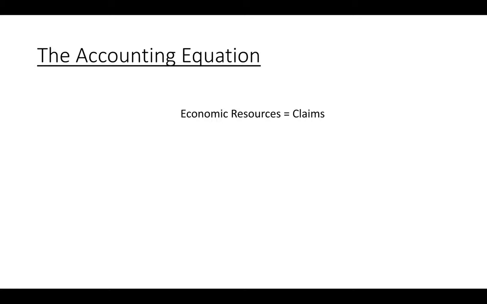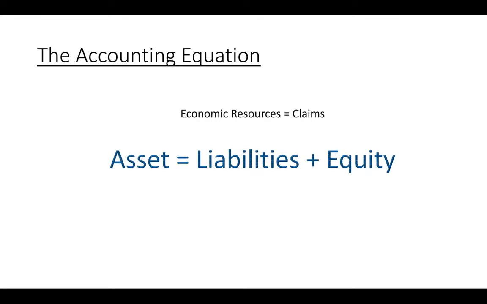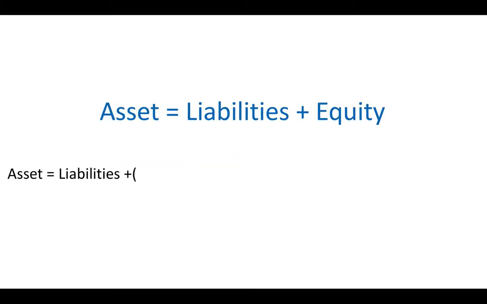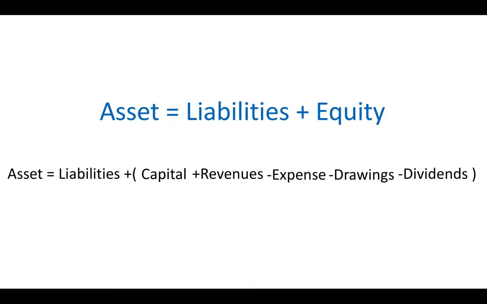And claims can be of two types: the owner's own claim, which we call equity, and the creditor's claim, that is the liability for the business. So we can write that assets equal liability plus equity, where liability is your creditor's claim and equity is your owner's claim. The equity can be written as capital, share capital, shareholders' capital, plus your earnings in the business, minus the expenses that you have incurred, minus drawings, any withdrawal business owners make from the business, and the dividends that have been paid.